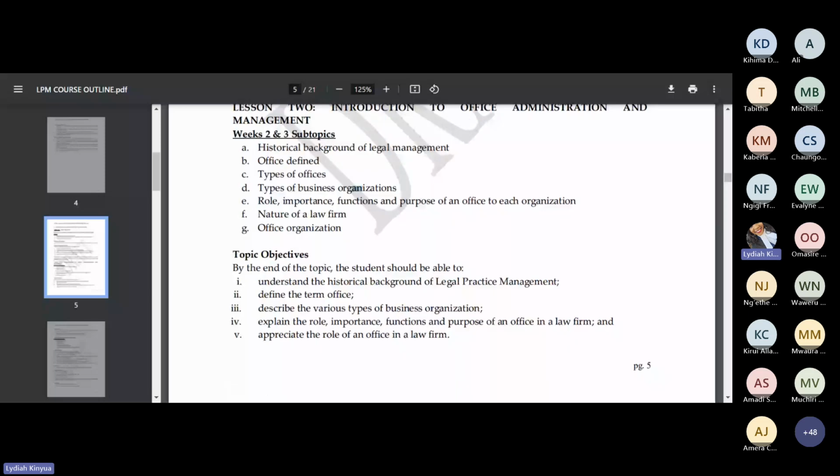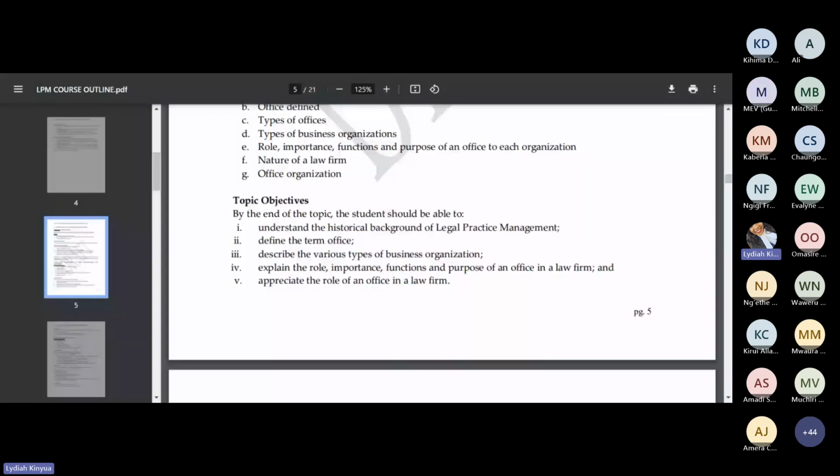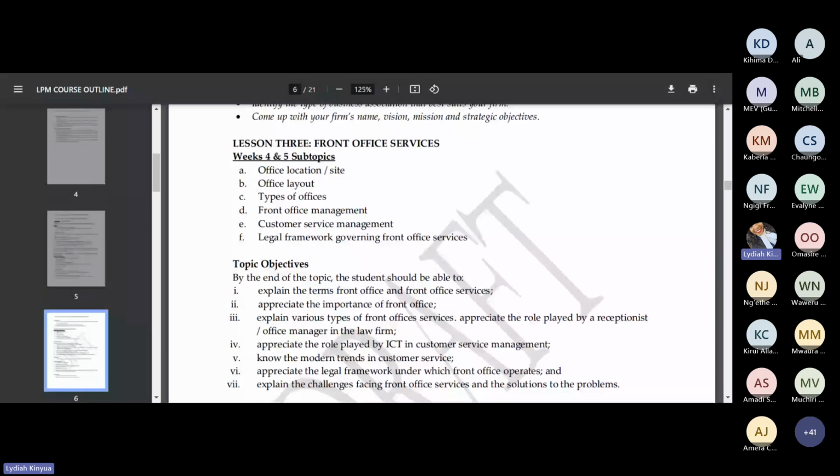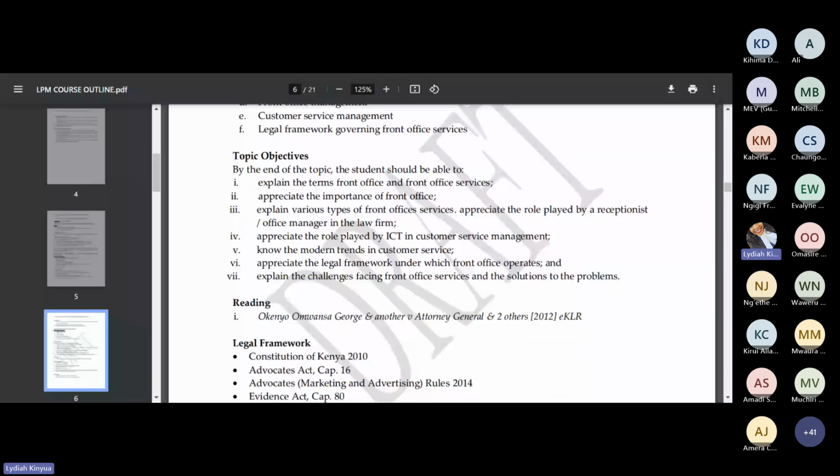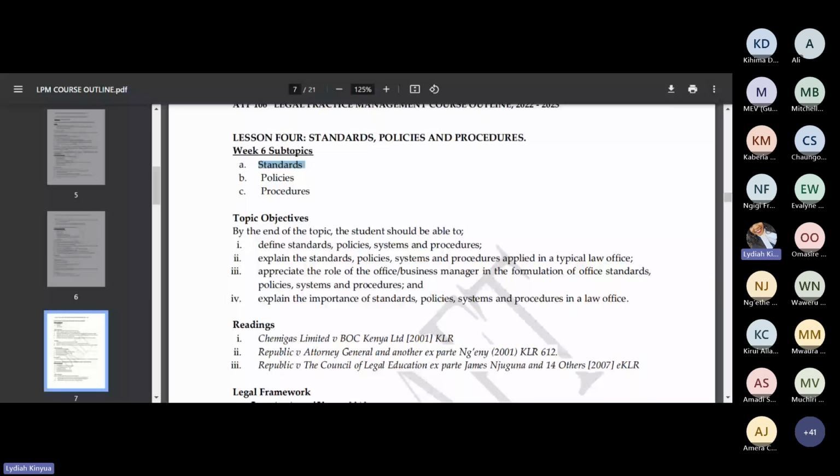Office: define types of offices, types of business organizations. It can be a sole proprietor, LLP, general partnership, limited partnership, or a company. Importance of an office, nature of a law firm, office organization, front office, office layout, types of offices, front office management, customer service management, and then we've discussed what a standard is, what a policy is, what a procedure is.